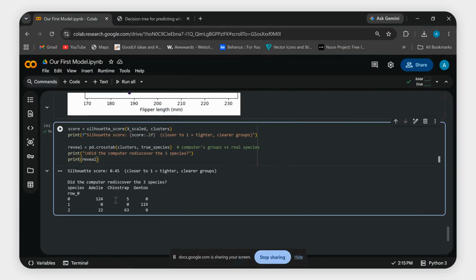So you can take a time to think about what happened here. The computer had no idea there were three species. It only had four numbers per bird, and it got mostly right. So that is the power of supervised learning.